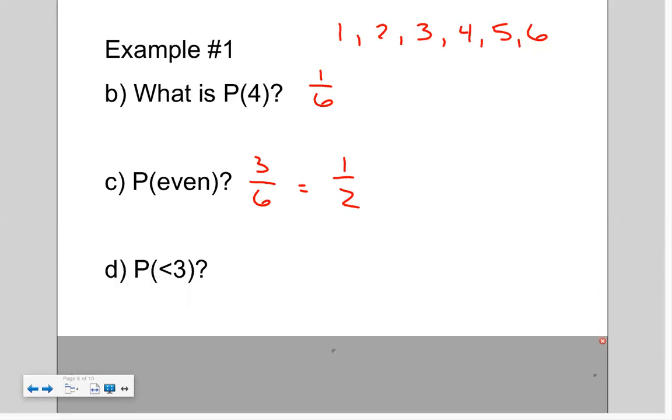What's the probability of getting something less than 3? I know this is all pretty straightforward. 1, 2, there's 2 that are less than 3. So you have 2 out of 6, which is a 1/3 probability of a number less than 3. Okay. Now this is all pretty straightforward when we're talking about flipping a coin or rolling one die. When you start combining things, it gets a little bit more complicated.